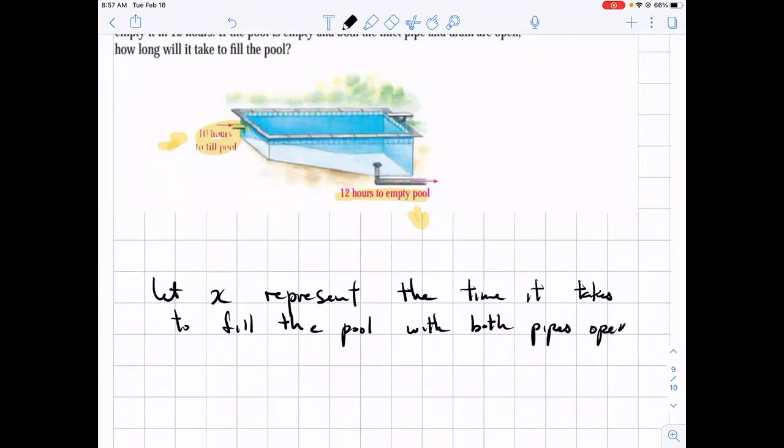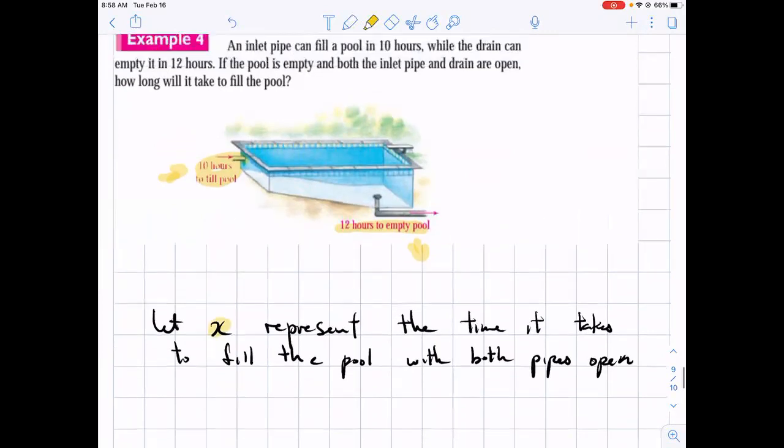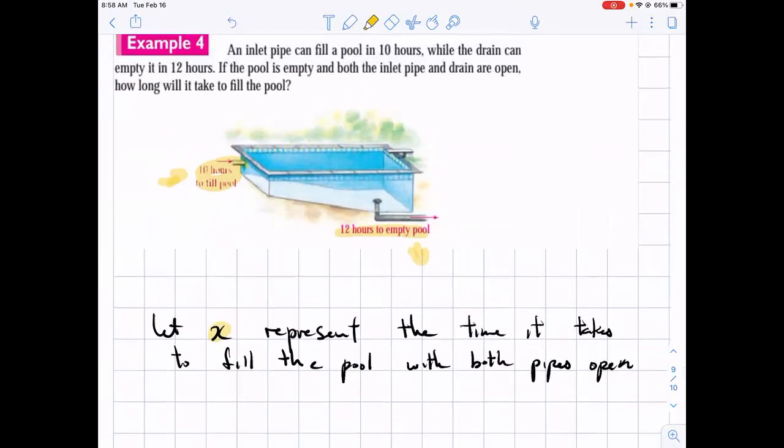So if you notice in my examples, I always let X represent what I want to find, right? That's exactly what the question is asking. If the pool is empty and both the inlet and the drain pipes are open, how long? So that's the X.